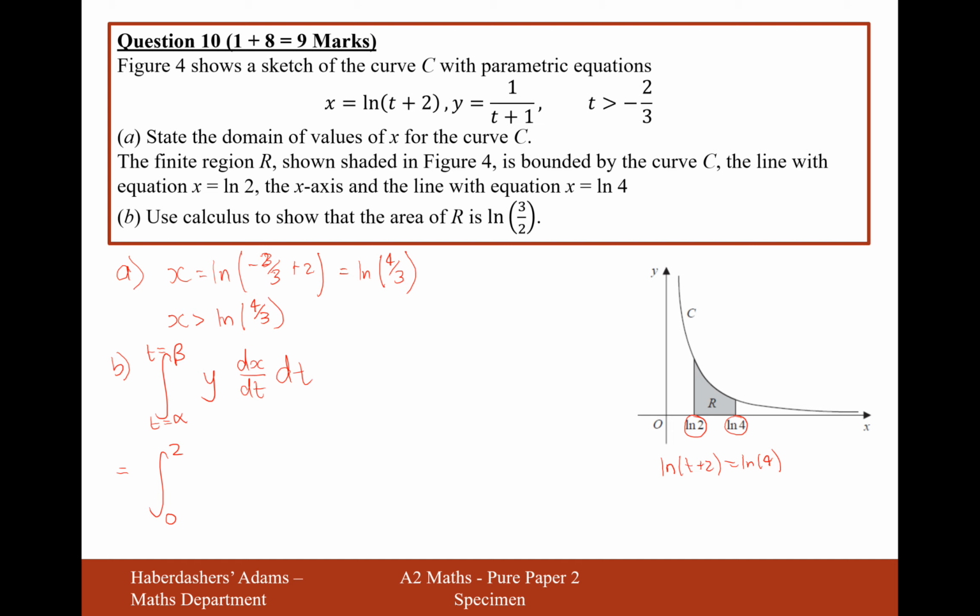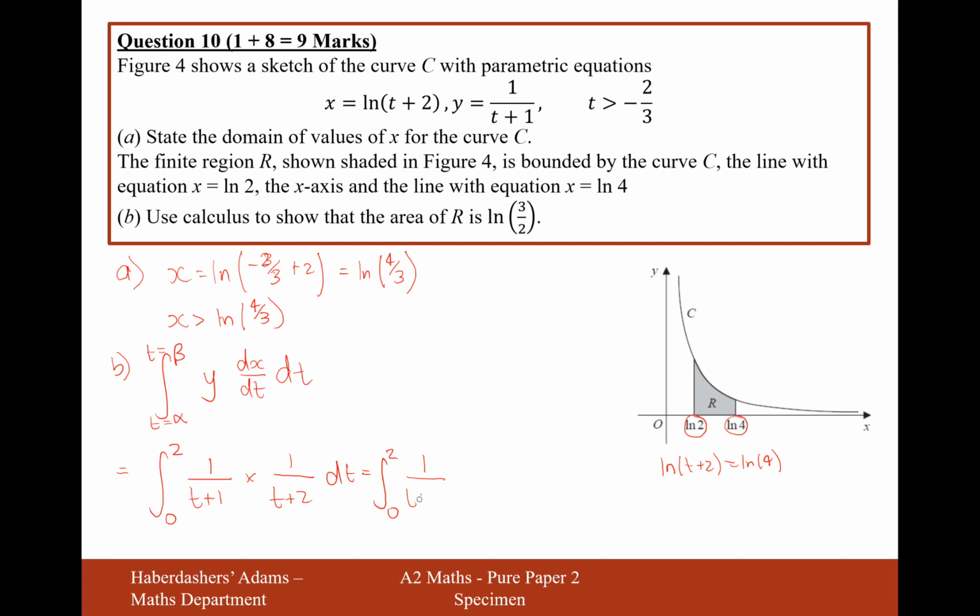And then we're going to integrate the equation with y, so that's going to be 1 over (t + 1) times the differential of the x value, which is ln(t + 2). So differentiate this, we get 1 over (t + 2) dt. Now, what we've got here are two fractions that are being multiplied together. I'm thinking what we need here are partial fractions.